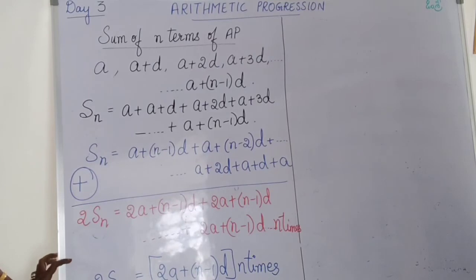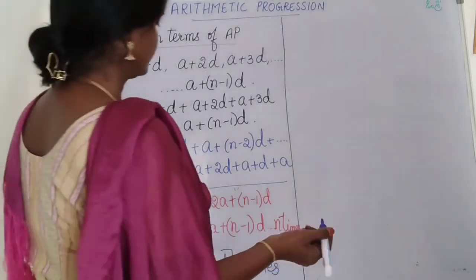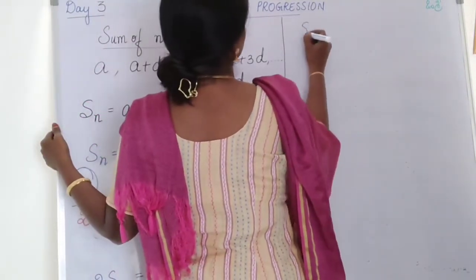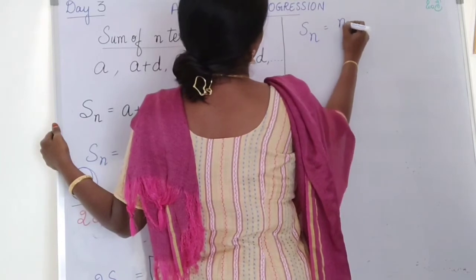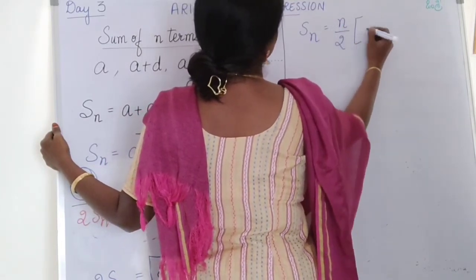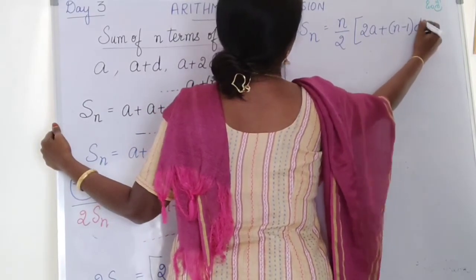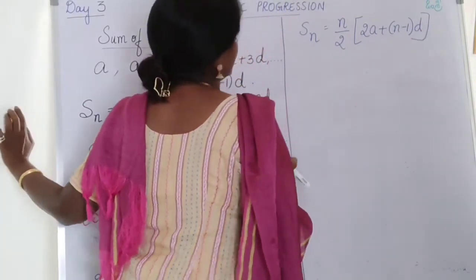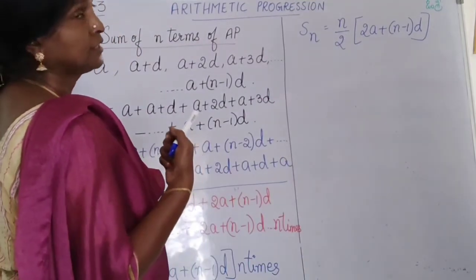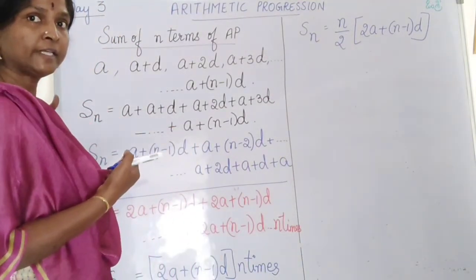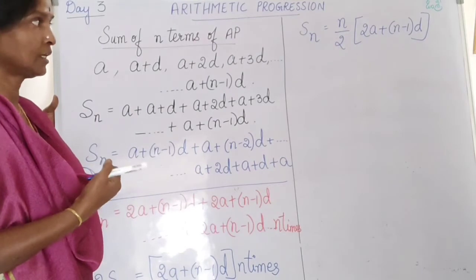So what do you have to do now? Yes, you have to transpose this 2 from the LHS to the RHS. So when you transpose, Sn will be equal to n by 2 into 2a plus n minus 1 into d. So this is the general form for finding the sum of n terms.